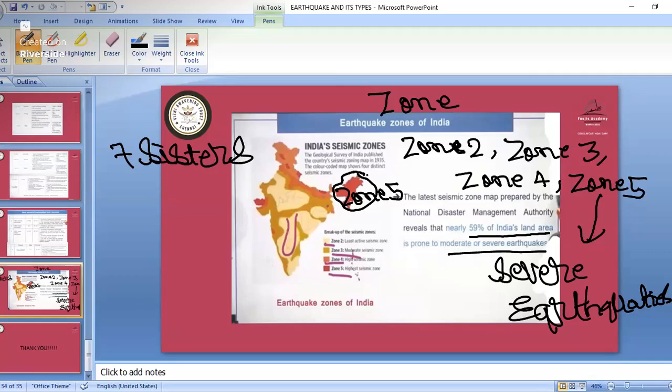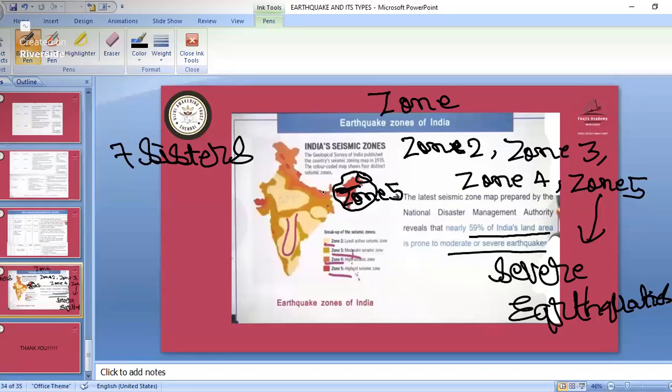We have Arunachal Pradesh in this area. We have Assam in this particular middle part. We have Manipur, Nagaland, Mizoram, Tripura, and all those areas like Sikkim. All those areas are the northeastern states and they come under zone 5.